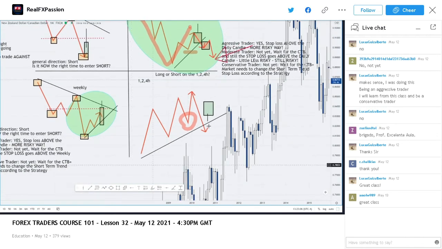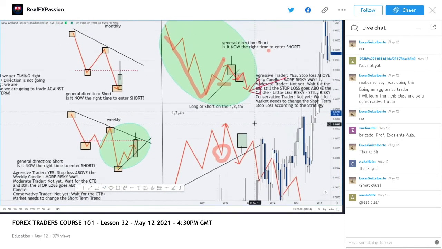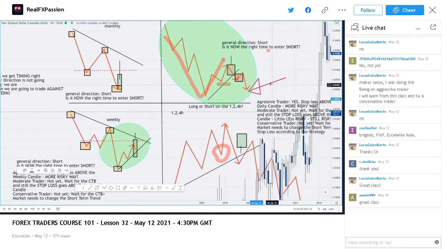And from the 1 hour, 4 hour, 2 hour chart, you are going to have multiple swings already, maybe 2 or 3, right? Does all of this make sense to you, everybody?